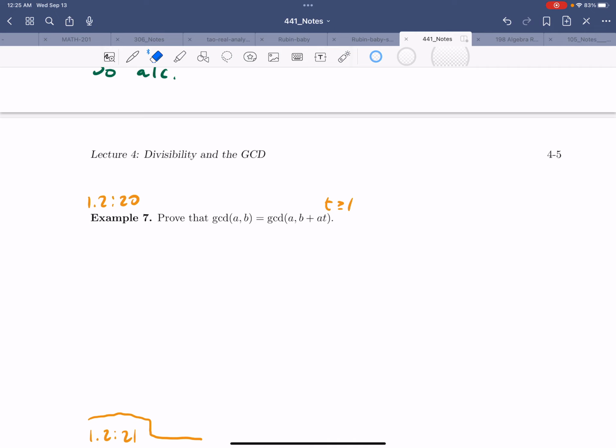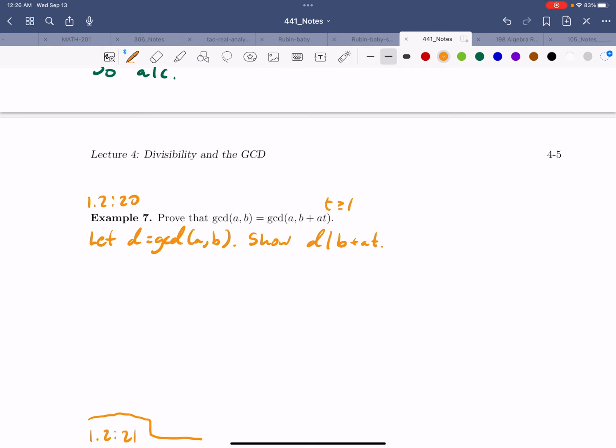All right, so first, let D equal the GCD of A and B. That's our standard notation. Then we're going to show that D, this GCD, divides B plus AT. And then we're going to show that no greater divisor of A and B plus AT exists, so that little d has to be the greatest common divisor. I'll try to make it a little d like that, because I am going to be using L's.